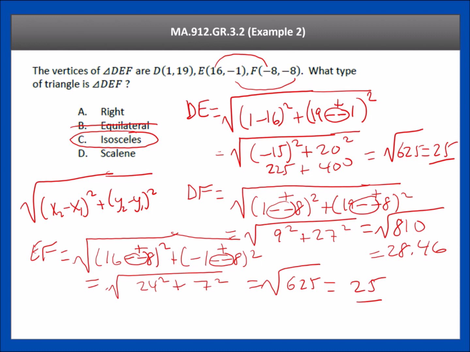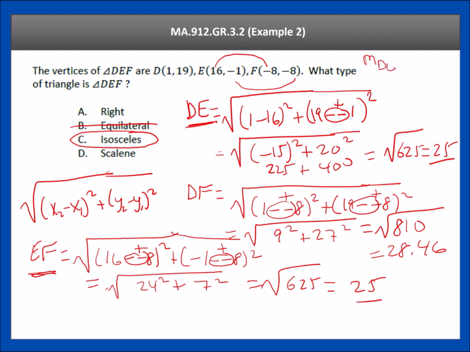All right, what type of triangle is it? Isosceles. Let's verify that it might be a right triangle. So let's verify that. So we're going to find the slope of DE and EF to see if it's perpendicular. All right, and then that'll tell me whether it's a right triangle or not. Okay, so let's do that.